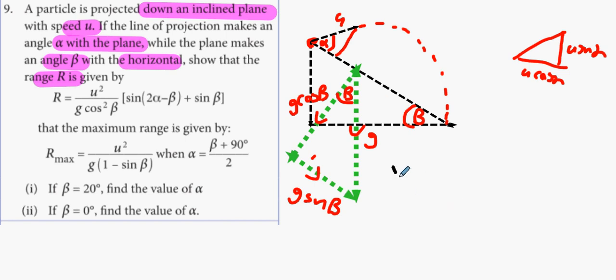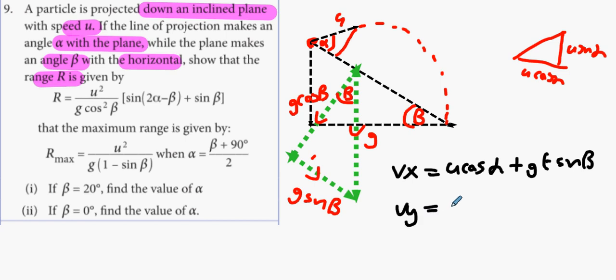So Vx is being accelerated downhill. So it's getting a boost from g sine beta. So you gotta make sure that's positive, okay? So it's u cos alpha, spell cos correctly, u cos alpha plus gt sine beta. Double check, we're good. Vy then is u sine alpha minus gt cos beta.